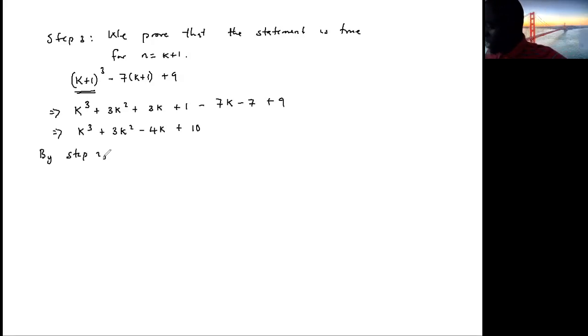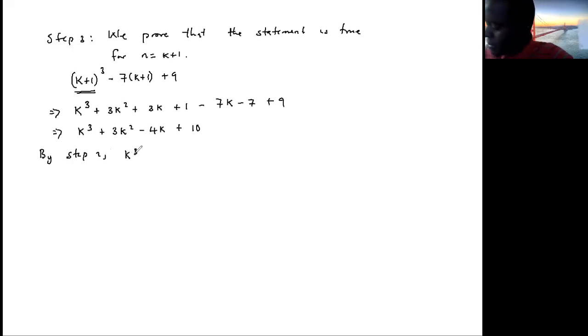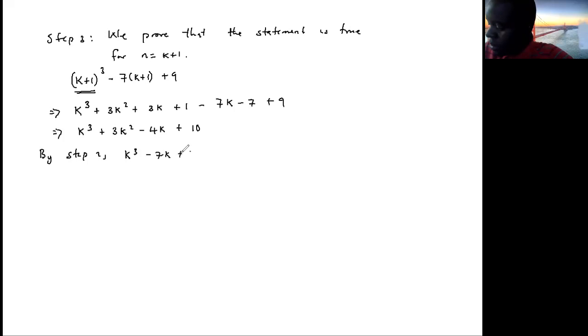So now, if we go back to step 2, so I'm saying by step 2, what do we have? In step 2, we have this statement, k to the power 3 minus 7k plus 9 is equal to 3m. Okay, so if we are to solve for k to the power 3, we are going to get 3m plus 7k minus 9. So we're going to have something like that. Oh, okay, so here we have left out one thing. We have left out minus 7 from there.